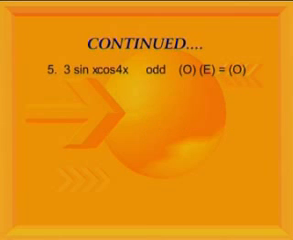Fifth, 3 into sine x cos 4x. 3 is a constant, it does not do any harm, so we have only to consider sine x and cosine 4x. Sine x is an odd function, cosine 4x is an even function, so odd into even is an odd function.